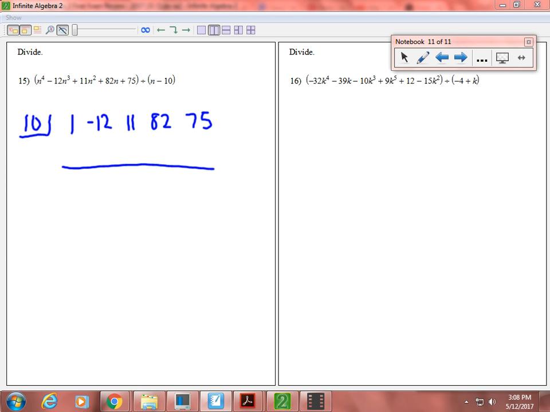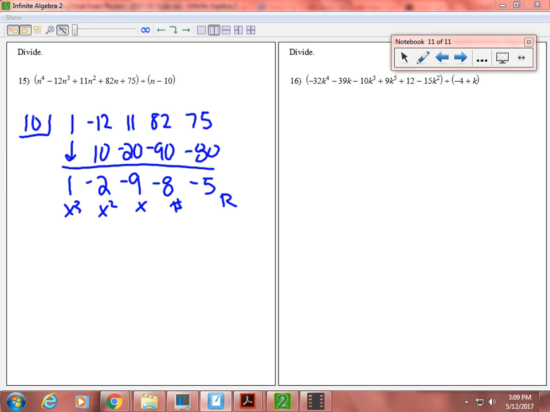Okay, so I'm going to drop down my 1, multiply by 10, negative 2 gives me a negative 20. When I put those together, that is going to give me a negative 9, negative 90, which is going to give me a negative 8, which is going to give me a negative 80, which is negative 5. So remainder, number, x squared, and x to the third. So your answer is x to the third minus 2x squared minus 9x minus 8 minus 5 over x minus 10, because you take what you're dividing by and put that as a fraction.